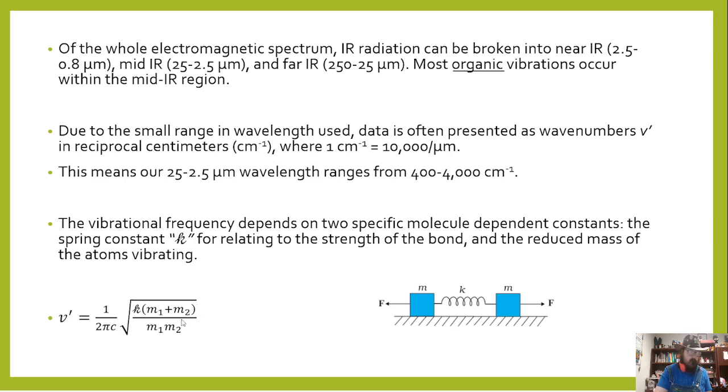So largely speaking, the lower the masses involved, the greater the wave number. So the greater where this stretches at. That's why carbon-hydrogen, oxygen-hydrogen, and nitrogen-hydrogen bonds all occur further on the left, as opposed to, say, carbon-oxygen bonds. They're further on the right.